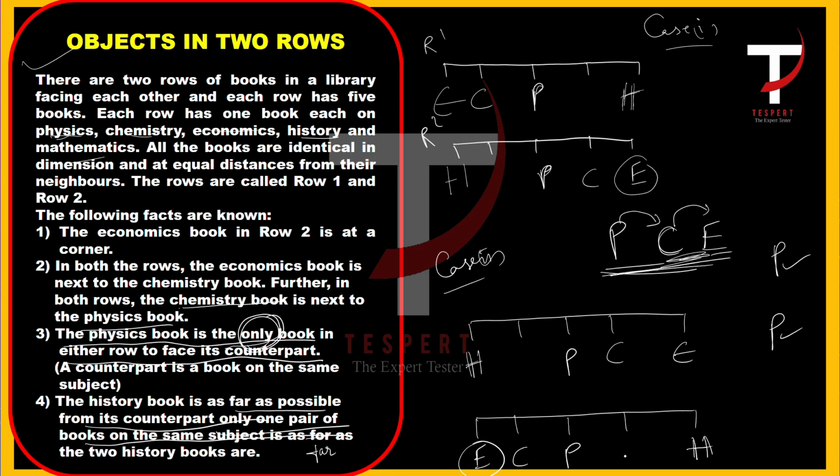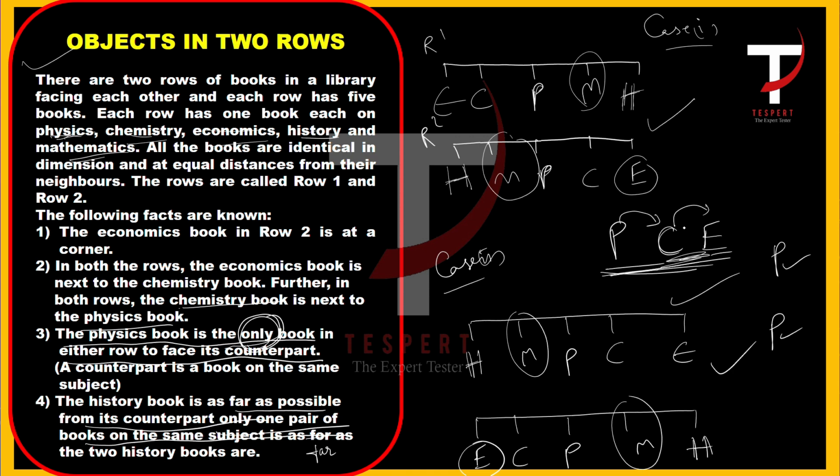History is here and here there is history, but we are left with one slot. We will fill the subject which is left. History is covered, economics is covered, chemistry is covered, physics is covered, mathematics is left. So here mathematics comes and here mathematics comes. We solve this, so any case is possible. The first case is possible, the second case is possible, so both are valid. We are not solving the questions because framing the data is important.